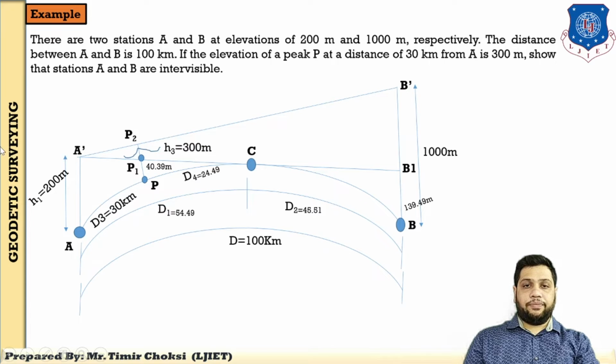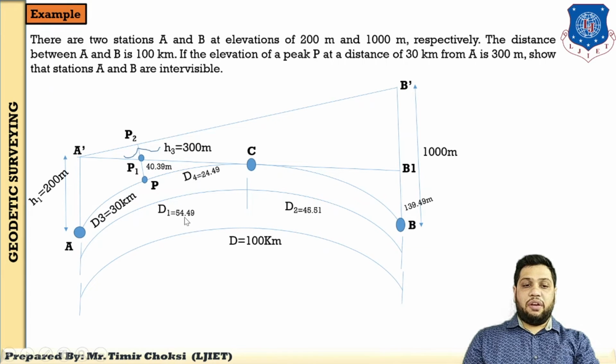So, step number one, draw the figure. This is station A and B. The distance between A and B is 100 kilometers. The elevation of A is given as 200 meters, and B is 1000 meters. Now, one extra point is given: the obstruction point P. Its distance from A is 30 kilometers, so D3 is considered as 30 kilometers. The elevation is given as 300 meters.